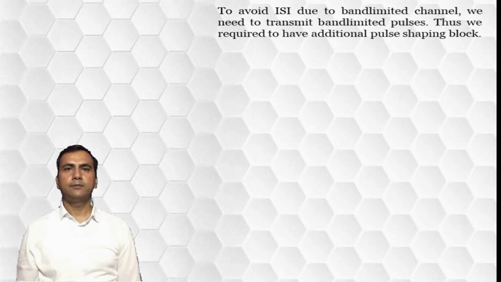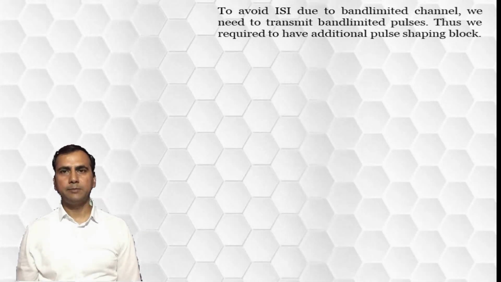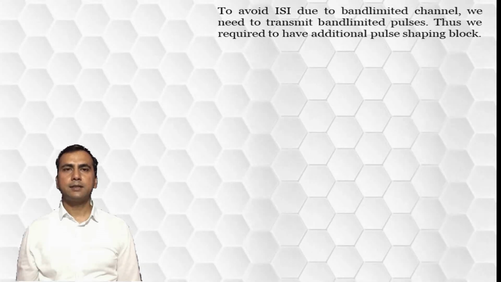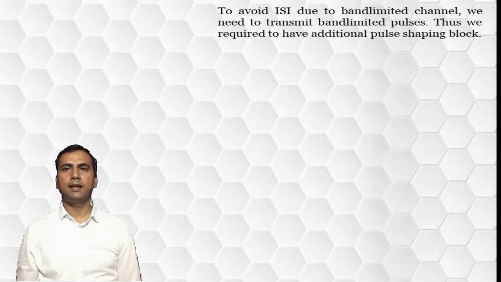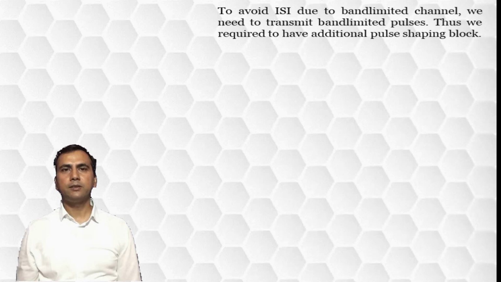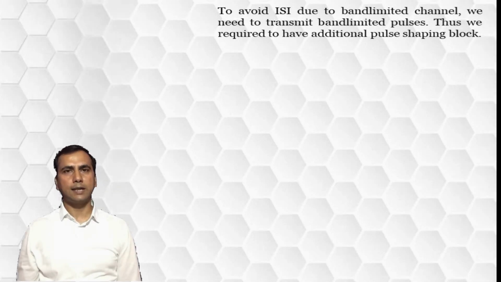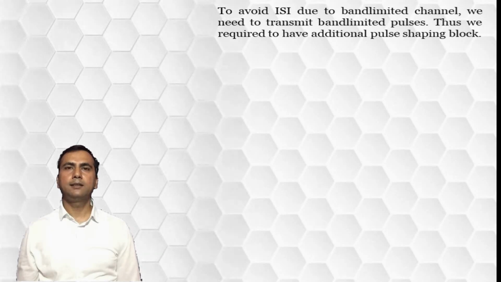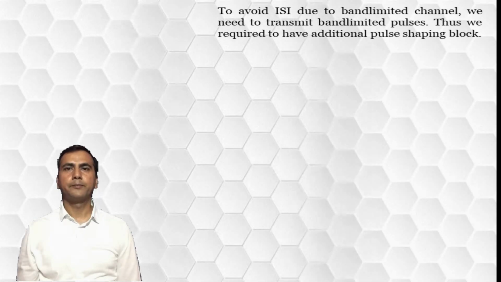So we can say that when a rectangular pulse, which is time limited but not band limited, is transmitted through a band limited channel, then at the receiver, due to the band limitation of the channel, the signal becomes band limited and thus not time limited, and hence inter-symbol interference occurs.